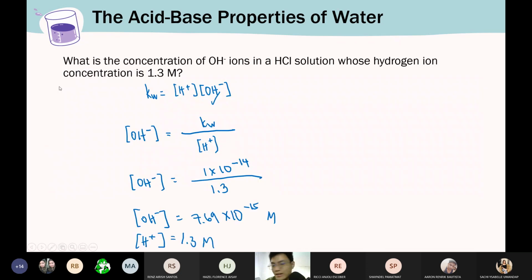Now, tell me if the solution is acidic or basic, and why? The solution is acidic. Now, why? Because the H plus value is higher. Correct. Okay? Very good.